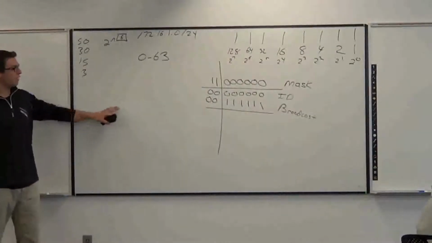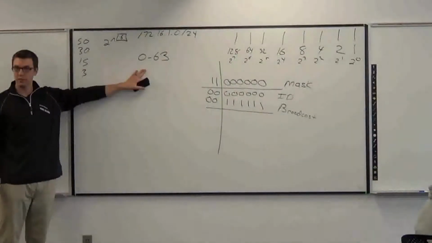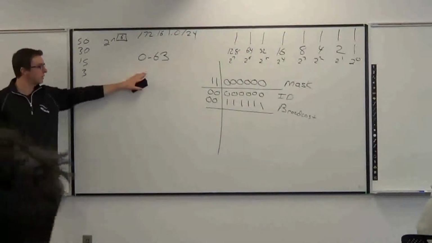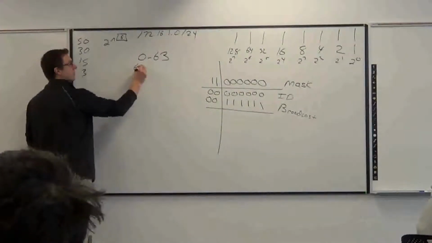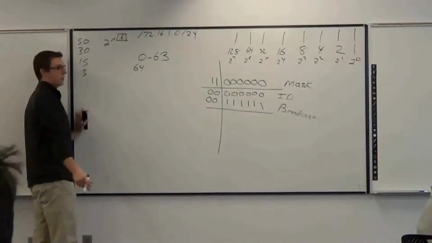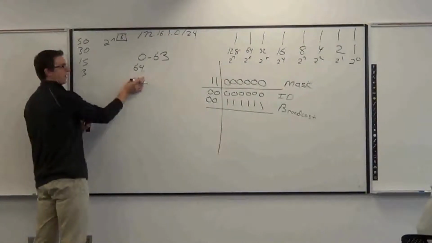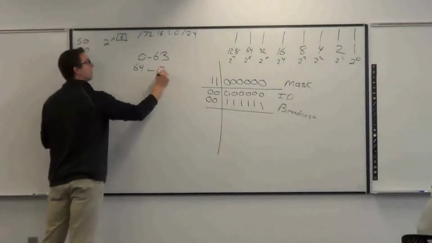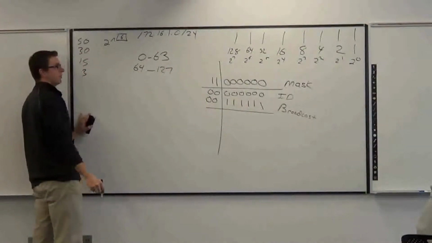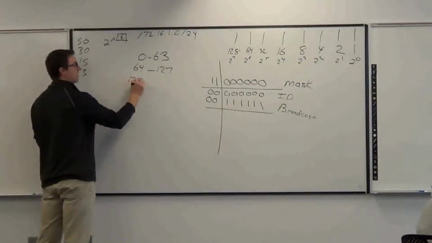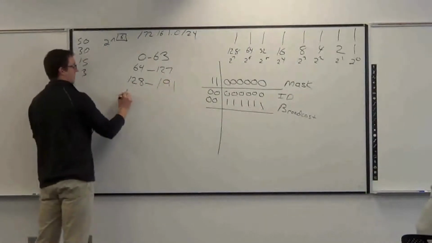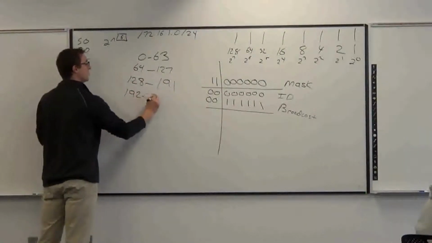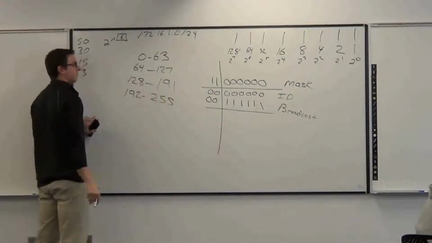Okay, so I essentially have my pattern, right? And I can just repeat it. So 63 is where I ended. My new range is going to start at 64. And then I take my 63 and add it on to 64, and I have 127. Next range starts at 128 through 191. And then 192 through 255.